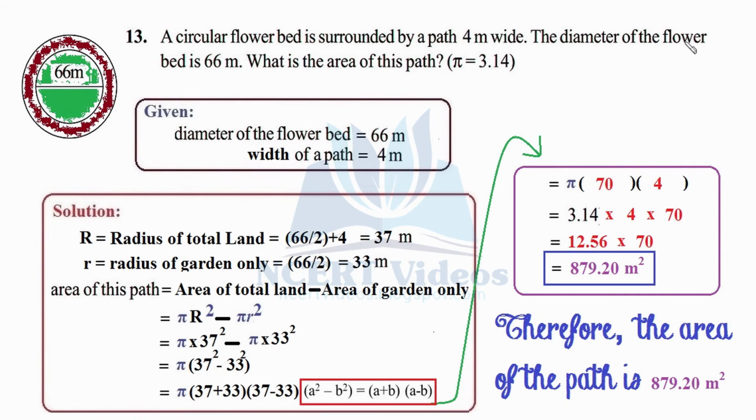Now the diameter of the flower bed is 66 meter. This is the diameter, that is the length between any 2 points internally. That is the longest length. The length can be from this point to this point, but it is the longest distance between any 2 points. That is the diameter. Now what is the area of the path? You have to find the area of this path.